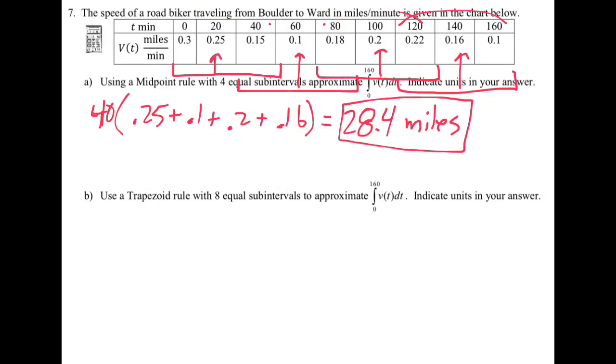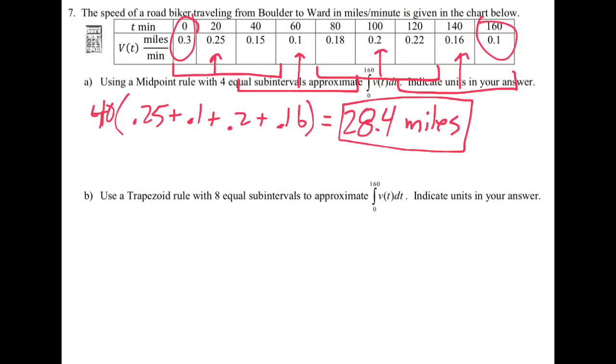And now we want to do a similar thing, except this time we're going to be doing a trapezoid rule with 8 equal sub-intervals. So this time we're going to have a width of 20 instead of a width of 40. So this should be more accurate of an approximation, most likely. So what are we going to do? Well, we're going to multiply all of the heights in a special way. Remember that the first and the last height get used once each, but everything in the middle gets used twice.